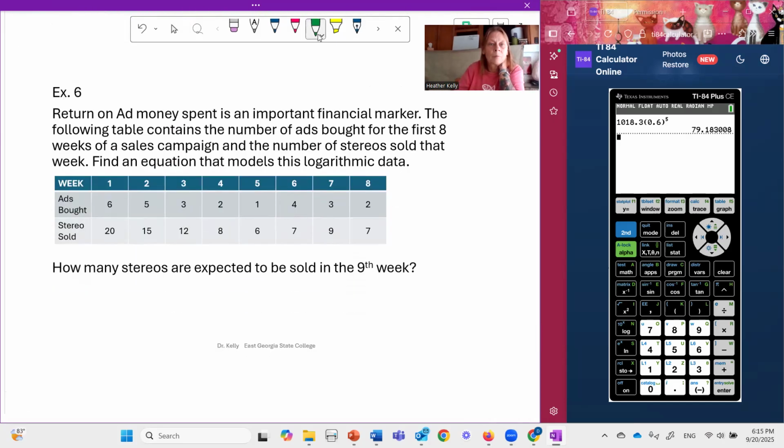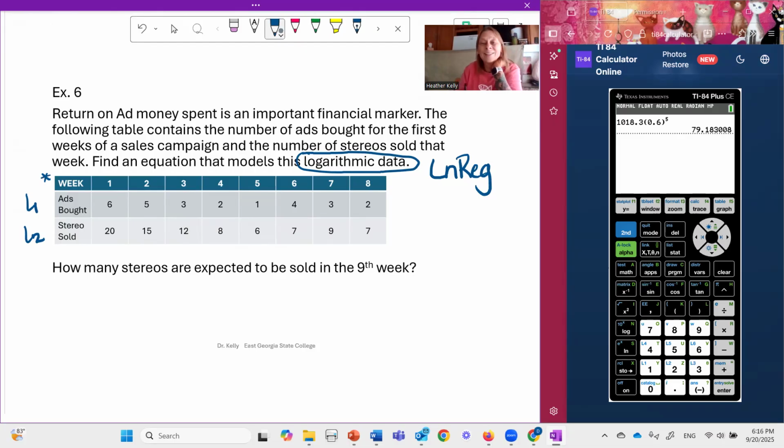Let's see if I can keep on paying attention. Let's see. Return on ad money spent is an important financial marker. The following table contains the number of ads bought for the first 8 weeks of a sales campaign and the number of stereos that sold that week. Find the equation that models this logarithmic data. For the logarithmic data, we use ln reg. Okay. So the ads bought are our L1 and the stereos sold are L2.